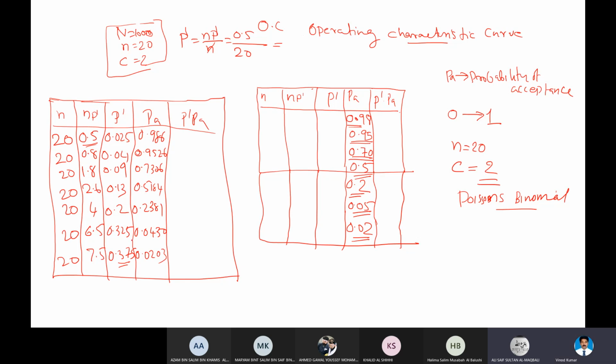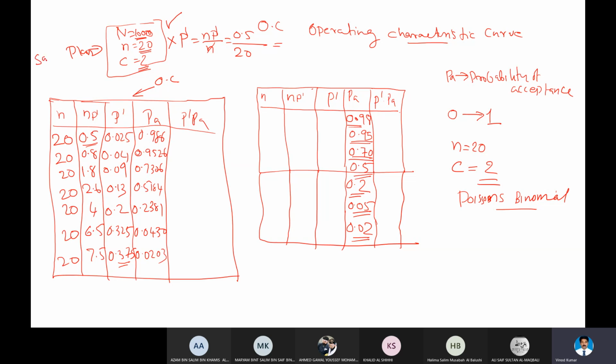Yes. Now, can you multiply? This is P dash. In order to draw the OC curve, operating characteristic curve for a sampling plan, this is your sample plan. What is your sample plan? Your sample plan is out of 1,000 products, you will select 20 as a sample. You will inspect them. You will measure them. If defectives less than 2, you will accept it. Otherwise, you will reject it.